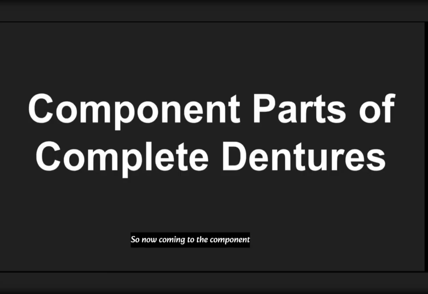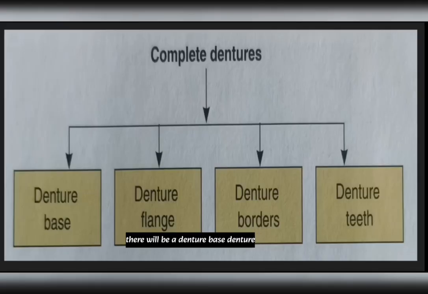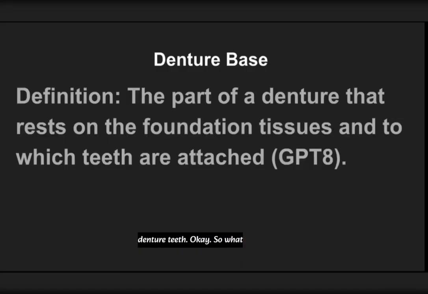Okay, so now coming to the component parts of the complete denture. Here there will be the denture base, denture flange, denture border and denture teeth. Okay, so what is the denture base?